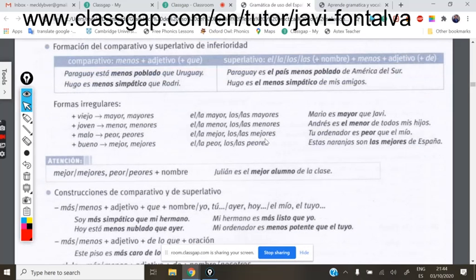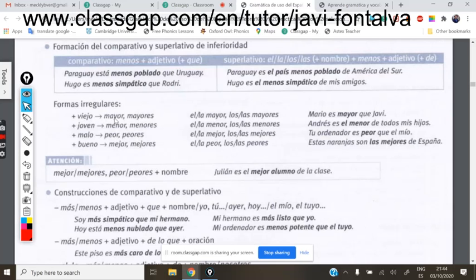Okay, there are a few irregular forms, however. We have the word mayor, and the plural mayores. So this comes from viejo. So why do we say mayor and we don't say más viejo? Because it's like in English, actually. If you say older, it sounds a little bit rude, right? To say old, especially when you're talking to people. So mayor is like a nice version of más viejo.